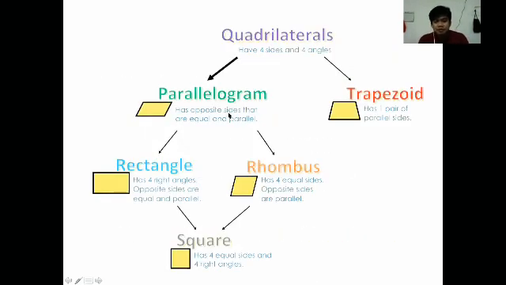So this is what we call the quadrilateral hierarchy. All our quadrilaterals are there. A square has four sides. Every square is a rectangle, a rhombus, and a parallelogram, and at the same time a quadrilateral. As for the rectangle, every rectangle is a parallelogram and a quadrilateral. Every rhombus is a parallelogram and a quadrilateral. Every parallelogram is a quadrilateral.